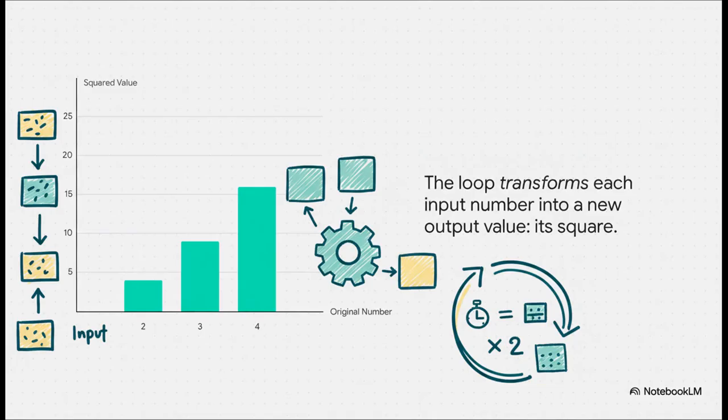And this chart really visualizes what's going on. Our loop is acting like a little machine. It takes each number from our input list, 2, 3, and 4, and it produces a brand new transformed output value, 4, 9, and 16. This idea of transforming data is what so much of programming is all about.